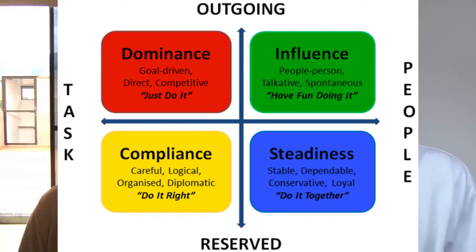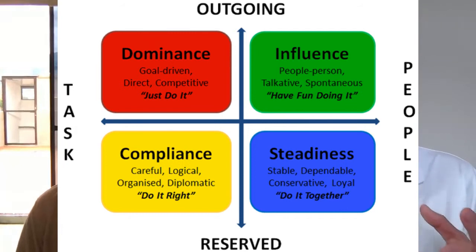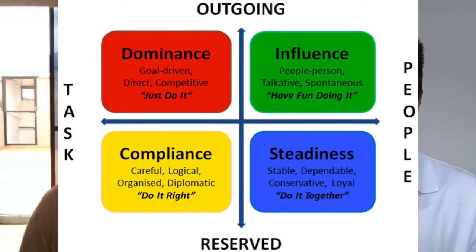So DISC stands for different things. The first, obviously, is the D for dominance. Dominance is somebody who is goal-driven, direct, competitive, a just-do-it kind of person. A strong D type personality is typically in a sales position. It's somebody who is a type A aggressive individual, not afraid to just go out there and start talking.